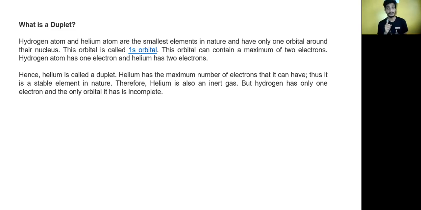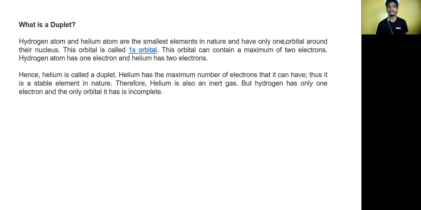It falls under the category of the noble gases, and we know that in the whole periodic table, the elements in group 18 are the noble gases, or inert gases. They are stable, and every element in the periodic table tries to mimic their electronic configuration. That's why there is a rule of duplet and octet. Helium has the maximum number of electrons it can hold, thus it is a stable element in nature.